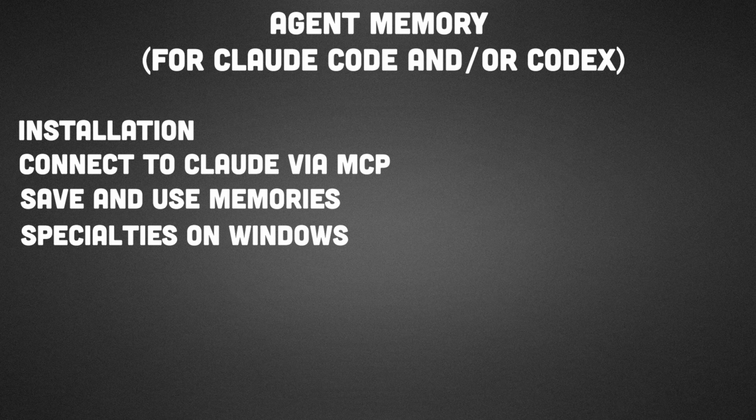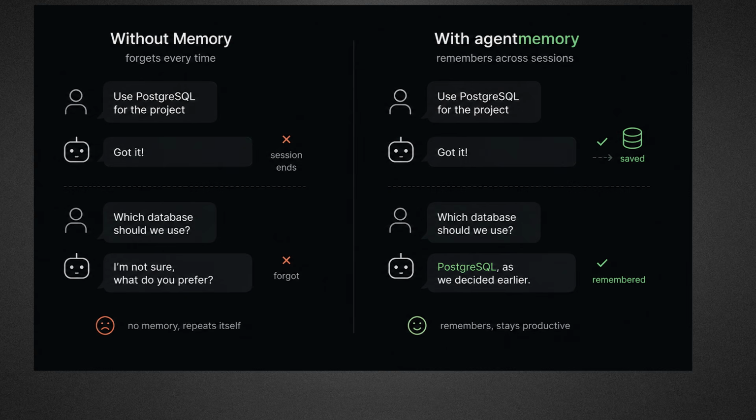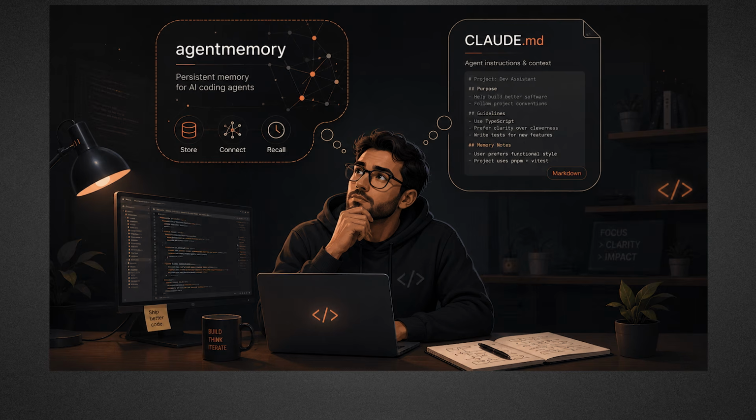Okay, but first, why do we want or need this? Every coding agent forgets everything the moment your context window fills up. So you re-explain your stack, your conventions, the same decisions every single time. But you might now say, I've got a Claude.md file for this. Yeah, this is true, but a Claude.md file is just like a sticky note. You load it into the context window every time and it goes stale very fast.